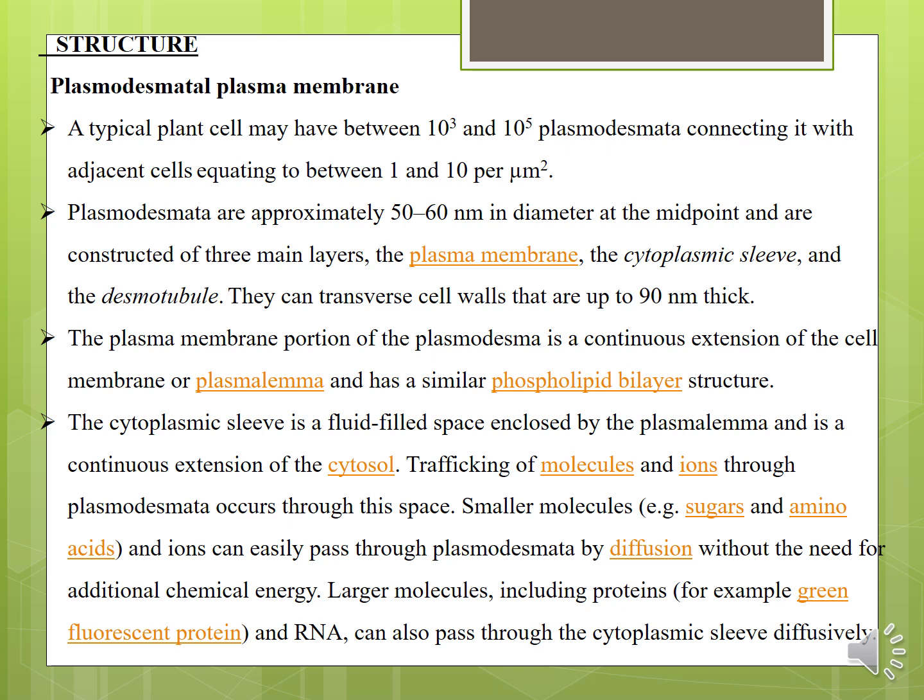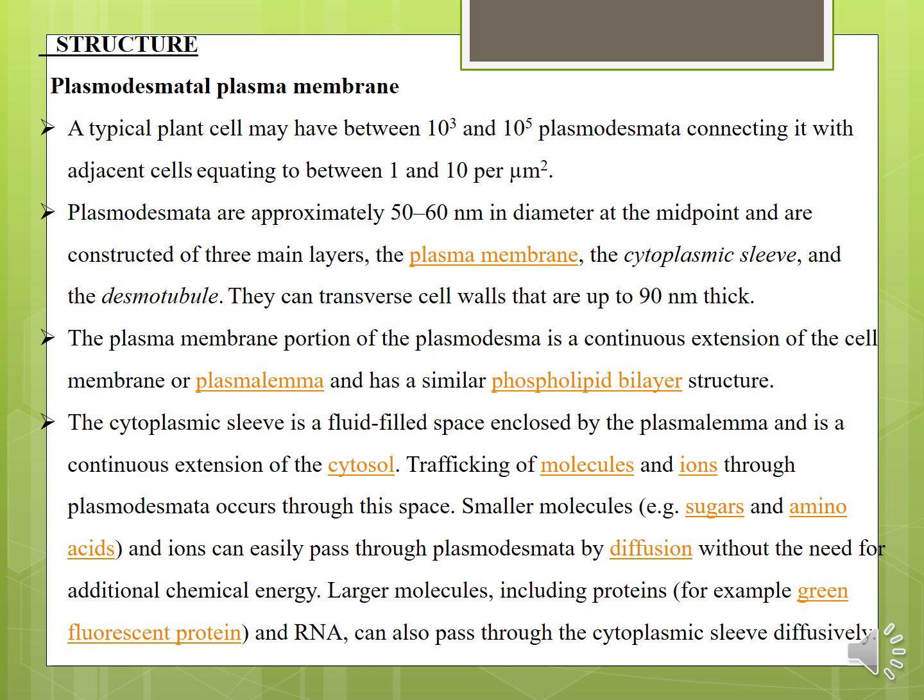Then the plasma membrane portion of the plasmodesmata is a continuous extension of the cell membrane or plasmalemma and has a similar phospholipid bilayer structure. Then the cytoplasmic sleeve is a fluid-filled space enclosed by the plasmalemma and is a continuous extension of the cytosol. Then trafficking of molecules and ions through plasmodesmata goes through this space, as I have told you earlier.